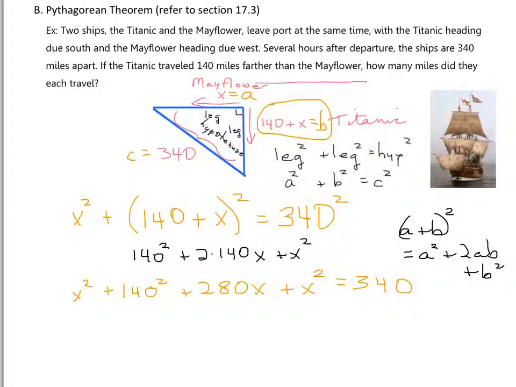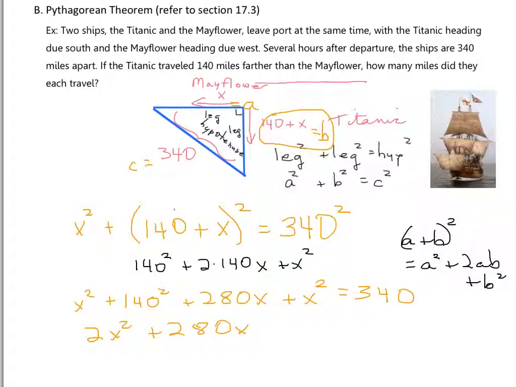That gives us 2x squared plus 280x plus 140 squared minus 340 squared equals 0. So I combined terms, put them in descending power order, and moved the number that was on the right side of the equation to the left side by subtracting both sides, and then I was able to set it equal to 0 so we could solve it.